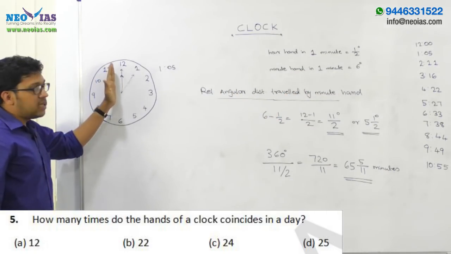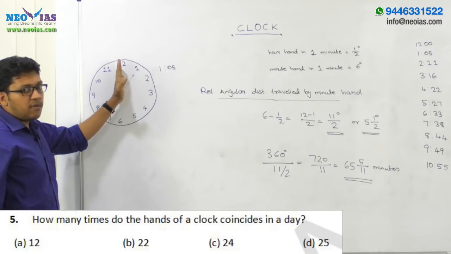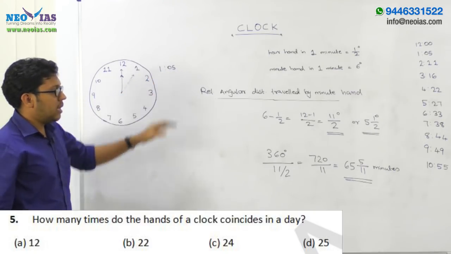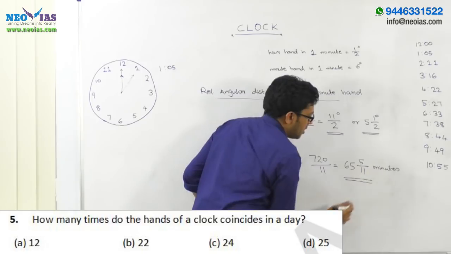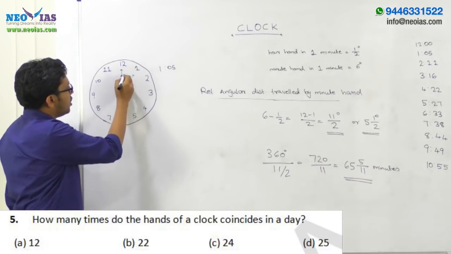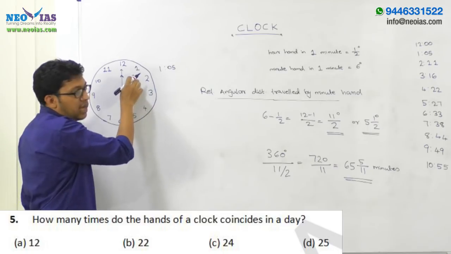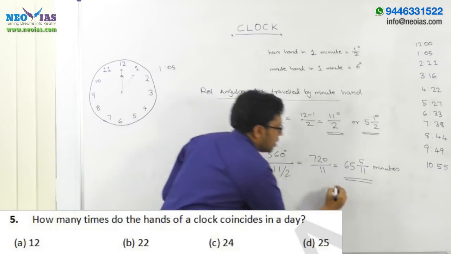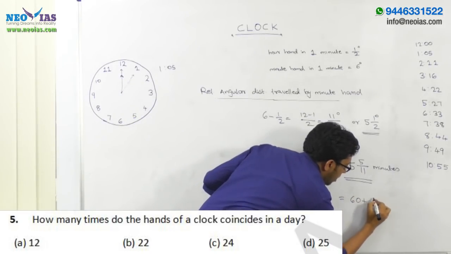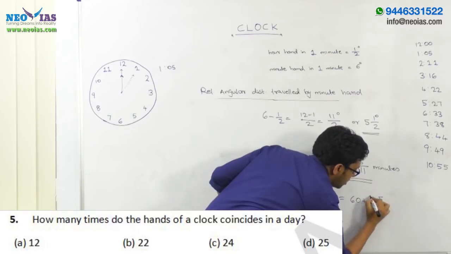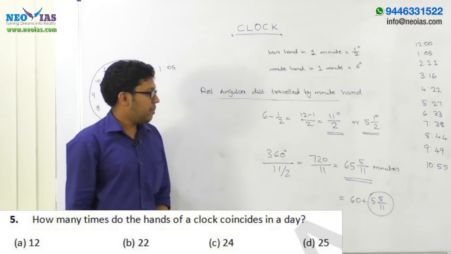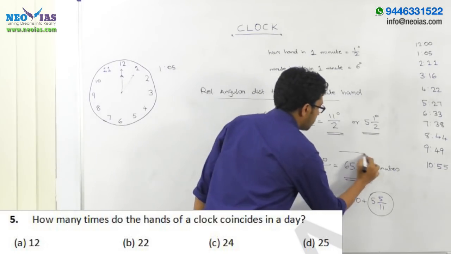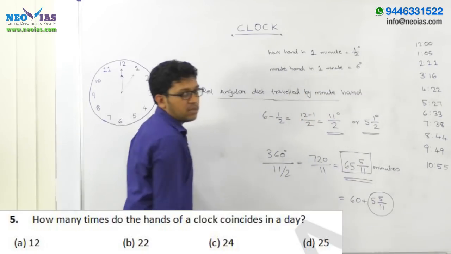Just think that the first coincidence is at 12 o'clock. For the second coincidence, that is just after 1:05, it will take 65 5 by 11 minutes. That is, from 12 o'clock to 1 o'clock, the minute hand has travelled 60 minutes. After that, the minute hand has to travel an extra 5 by 11 minutes to overlap with the hour hand. Okay, just remember this value. We are going to use this value to do some problems.